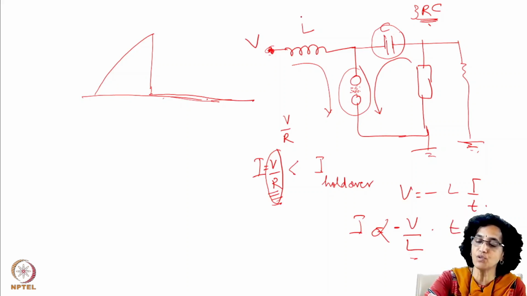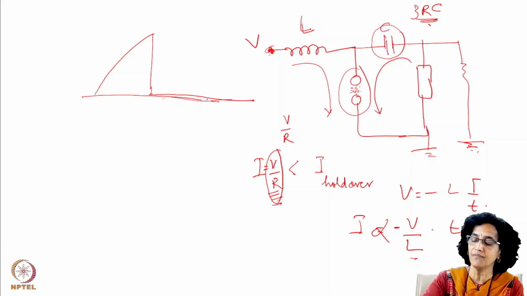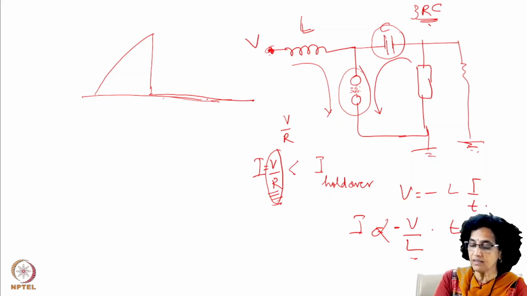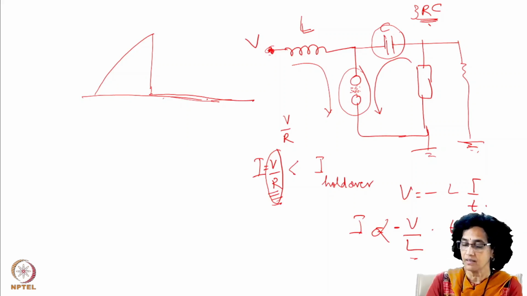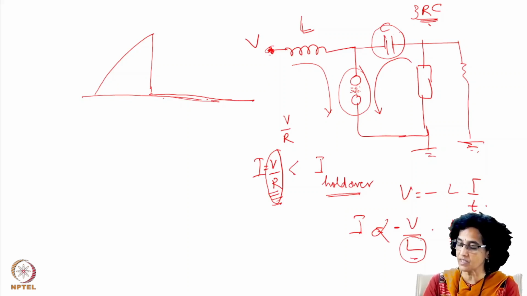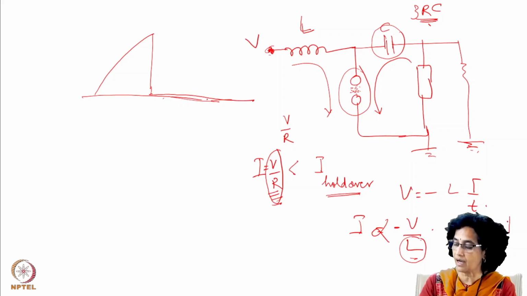So we have to choose our L so that we ensure that within this time, which is called the recovery time of the switch, the current does not exceed this holdover current. So that means our T has to be so chosen, our L has to be so chosen that in this time, which is called the recovery time of the switch, this V by L into T is less than I holdover.